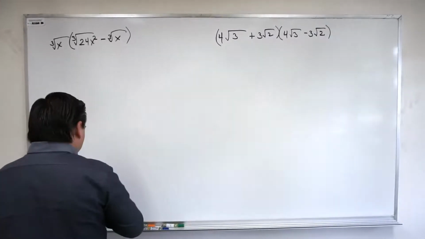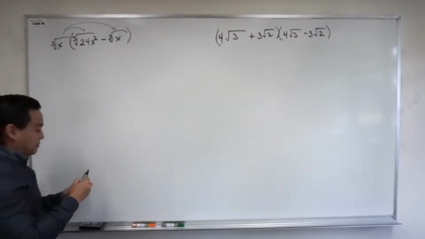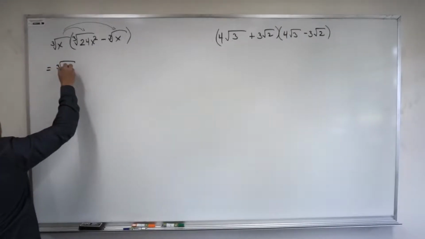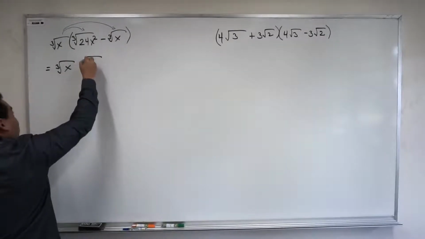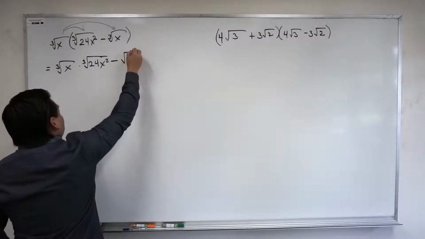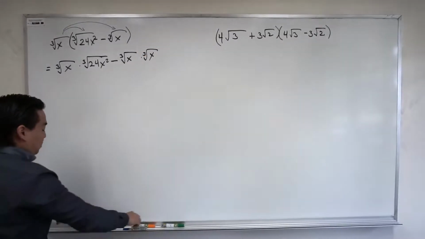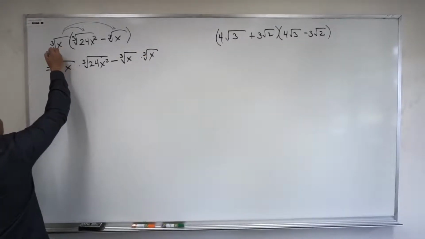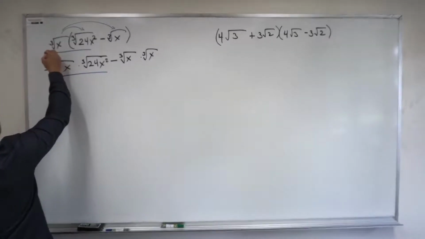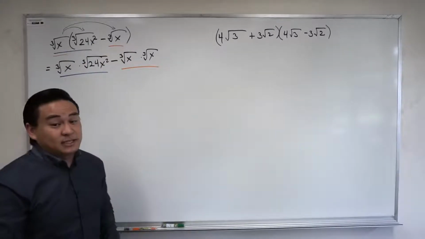So the distribution here, the first times the first, and then the first times the second. So this is actually equal to the third root of x, the third root of 24x squared, minus the third root of x, third root of x. So the first distribution is given by these two, and then the second distribution is given by those two. And then the sign is the same sign that's in the middle.